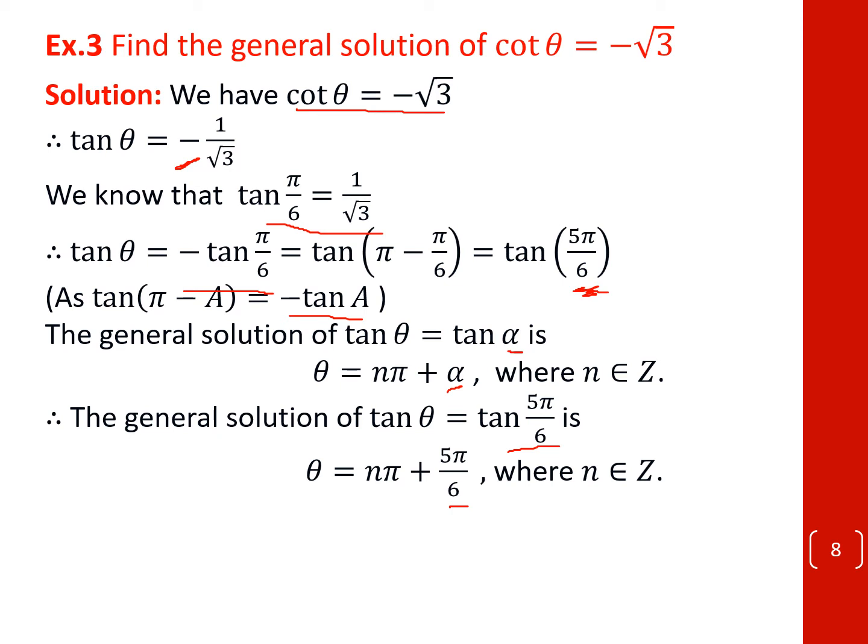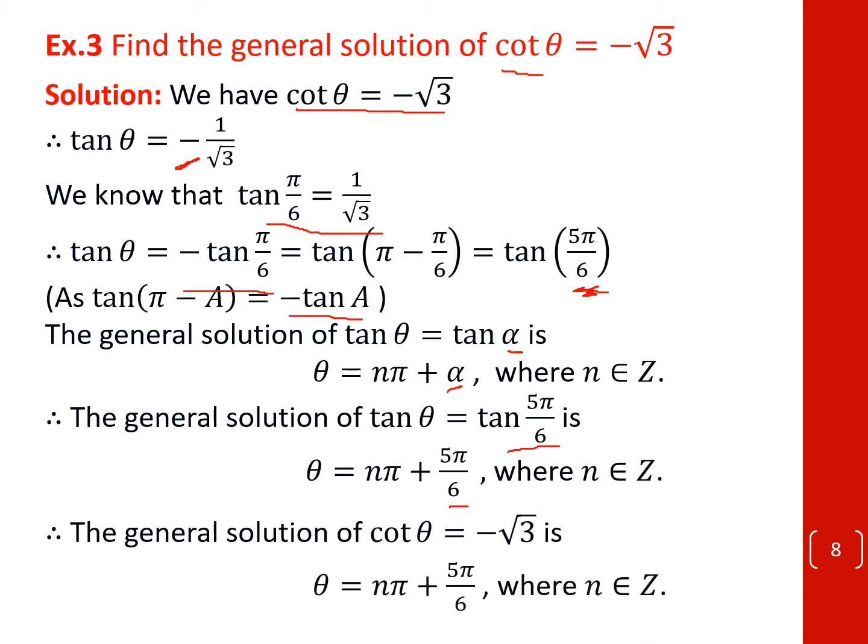Now our example is in terms of cot, so we have to write the final answer in terms of cot. The general solution of cot theta equals minus root 3 is theta equals n pi plus 5 pi by 6, where n belongs to Z. See student, in this example we don't know the general solution of cot theta, but we know the general solution in terms of tan. So we will convert it first into tan and, using the general solution of tan theta equals tan alpha result, we have the solution.